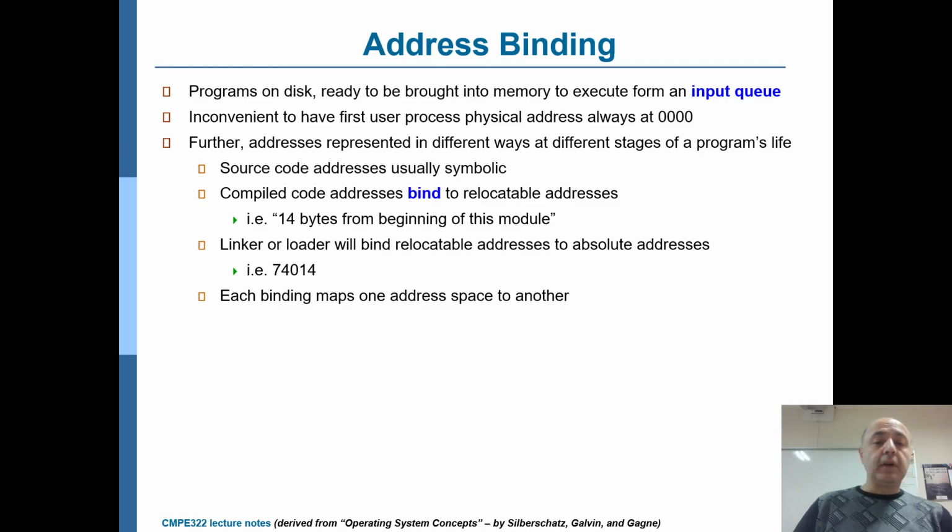So, for example, your compiled code could have a relocatable address like 14 bytes from the beginning of this module. But if the module starts at 74,000, then the absolute address, the physical address, would be 74,000 plus 14, therefore 74,014. And each binding, therefore, maps one address space to another, from the relocatable addresses, or what we call the logical addresses, into the physical addresses.